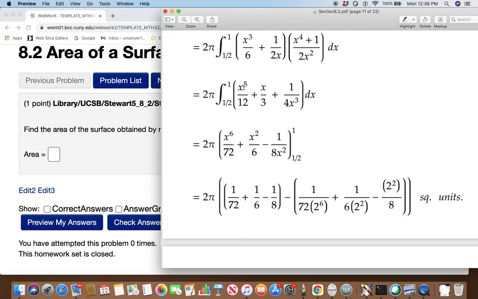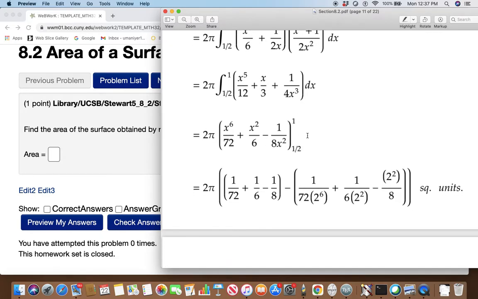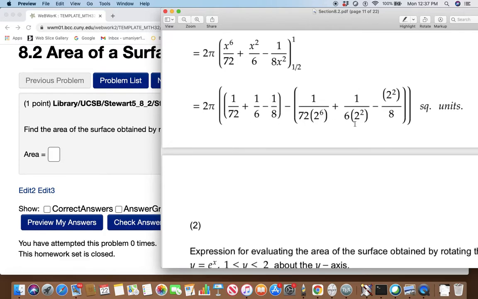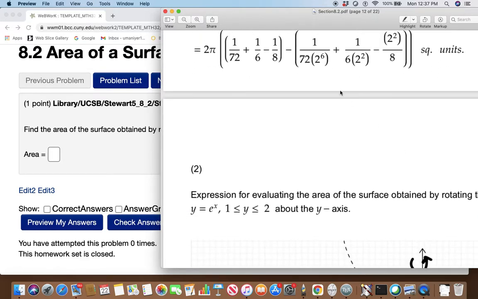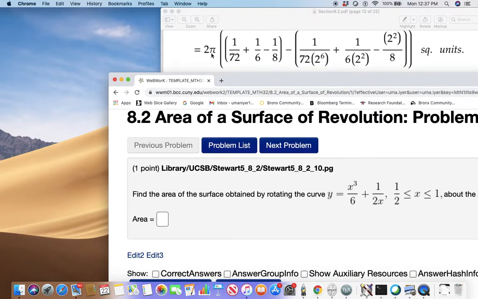Okay. Now this is standard integration. x to the 5 gives you x to the 6 over 6. With a 12, you have 72 here. Integral of x is x squared over 2. With a 3 there, it's a 6 here. This is x to the negative third, so negative 1 over 2, x to the negative 2, which amounts to all of this. Evaluating all of this, assuming my calculations are correct, I'm going to substitute this as a solution. Do not forget 2 pi.